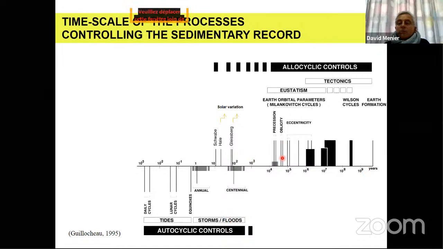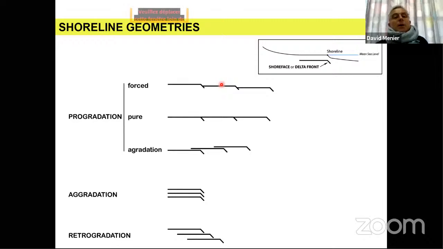And the timing is not the same. You see there you are more with millions of years or 10,000 years, but if you look at the processes related to tide or wave processes or storm, it's related to years or maybe seconds, etc. So we have to separate allocyclic control and autocyclic control. Okay, so what about now the shoreline geometry, in order to clarify the concepts that we can use in sequence stratigraphy. What about progradations? Progradations can be forced, and you can have this type of shape.